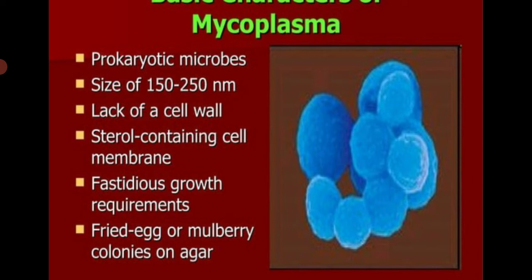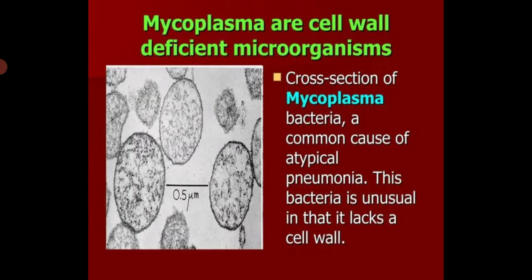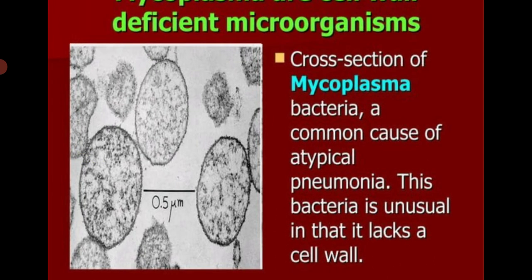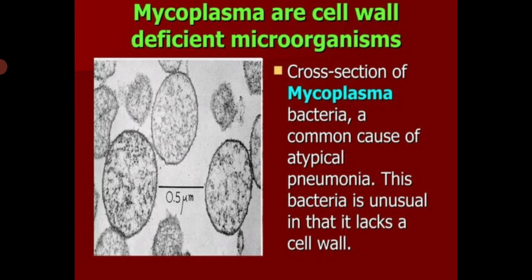They show fastidious growth requirements. When we grow these organisms on a medium, the colonies formed are microscopic and show a fried egg or mulberry type pattern. This is a photograph of a cross section of a mycoplasma.